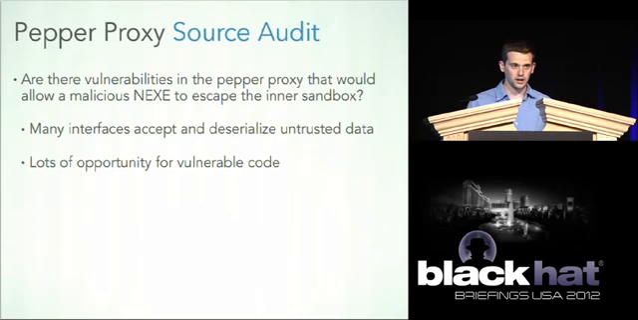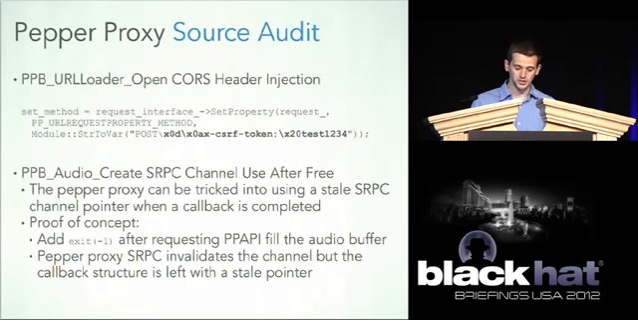A lot of them were around unserializing untrusted data. One of the cool ones I found was this PPB URL loader open, which basically used CORS, and CORS is cross-origin resource sharing. Anytime one website wants to make a request to another site, via JavaScript in your browser, it needs to make this request. And because this interface is called through C++, you could just inject an arbitrary carriage return and line feed and inject some random headers.